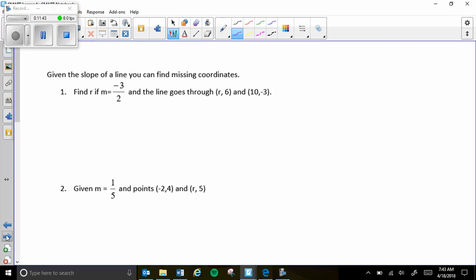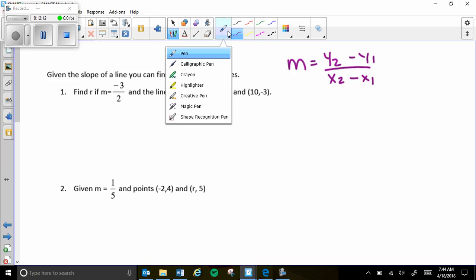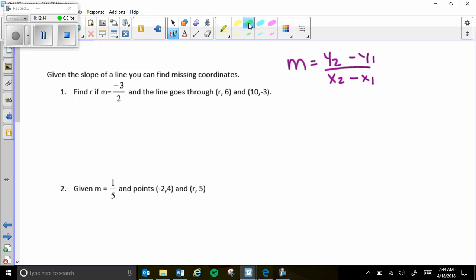So the next part says, given the slope of a line, you can also find missing coordinates. Find r if m equals -3/2 and the line goes through (r, 6) and (10, -3). Well, first of all, what do we know about m? How do we find the slope of something? M equals y2 minus y1 over x2 minus x1. Change in y over change in x. So in this problem, we are given an m, and we're given 2 points, so we can figure out what r equals.